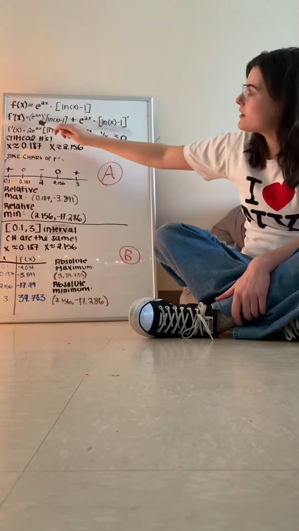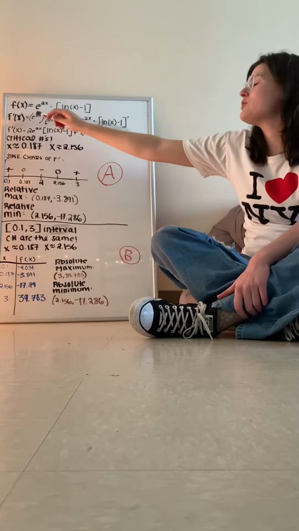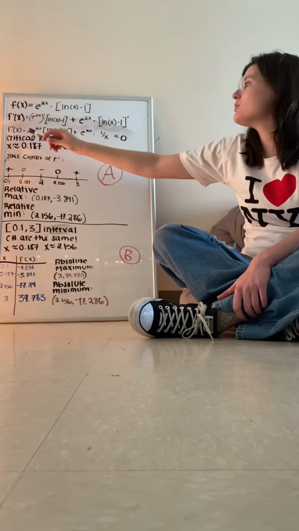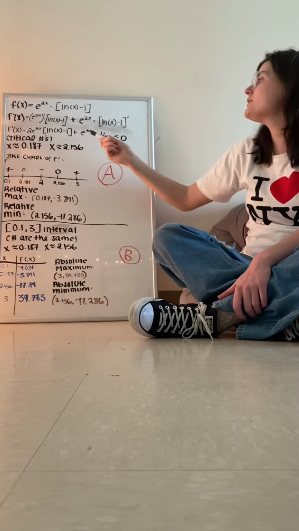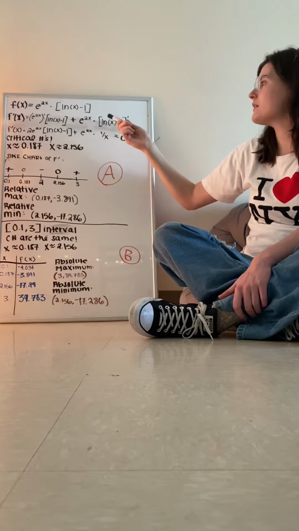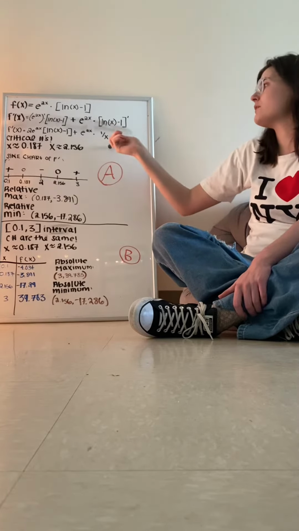So the derivative of e to the 2x is 2e to the 2x because you take the 2 and multiply it by e's coefficient, which is represented by 1. So you get 2e to the 2x times ln of x minus 1 plus e to the 2x times this derivative, and the derivative of ln of x is 1 over x, and the derivative of negative 1 is 0, so you don't include it in the final equation.